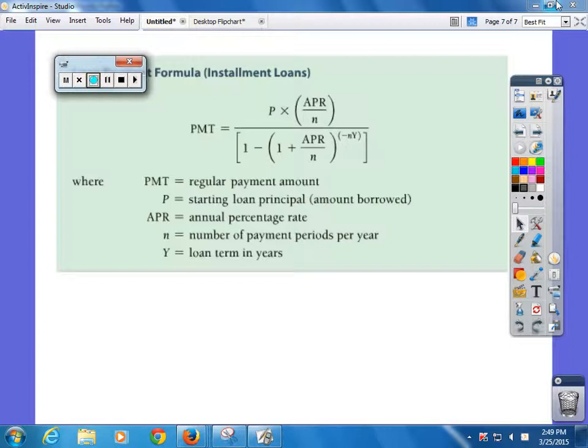The only thing I would suggest you change is the APR, just put a lowercase r. And for the NY, that big Y, I would put a little t. And again, I'm going to change it where you don't have a negative exponent.